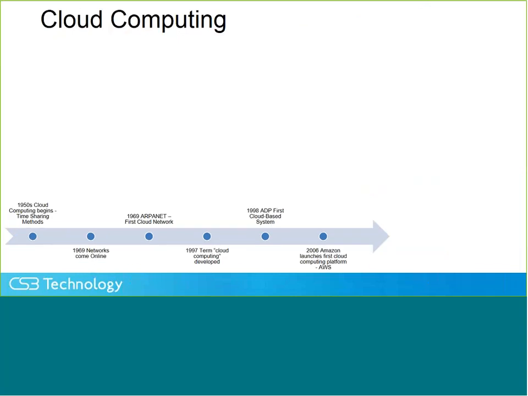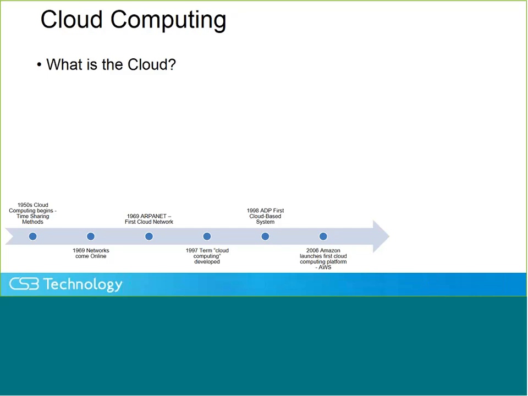It was also fascinating to me to look back and see that cloud computing actually began in the 1950s with time-sharing methods. So they really started on that a long time ago. Again, the networks came online in 1969, but the actual term cloud computing did not develop until 1997, so really not that long ago. Then Amazon launches their first cloud computing system in 2006.